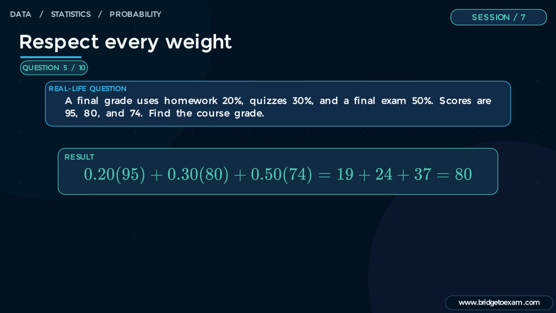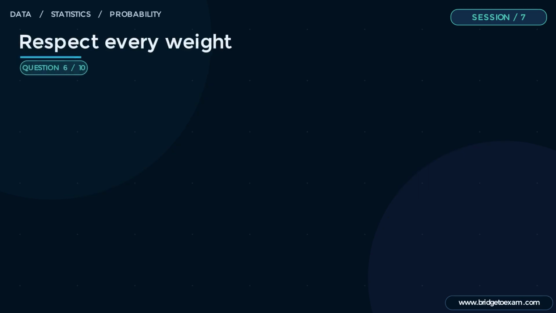Quick check. The heavily weighted final pulls the result towards 74, so a result of 80 is reasonable. This matters in real life because understanding weights helps learners predict how assessments affect a final grade. Example 6.